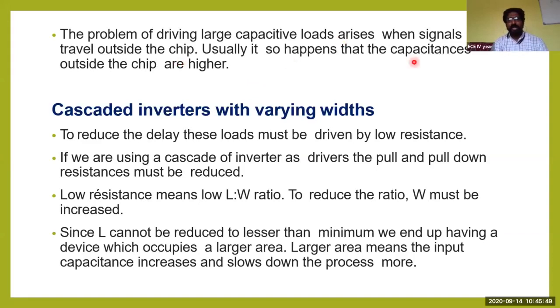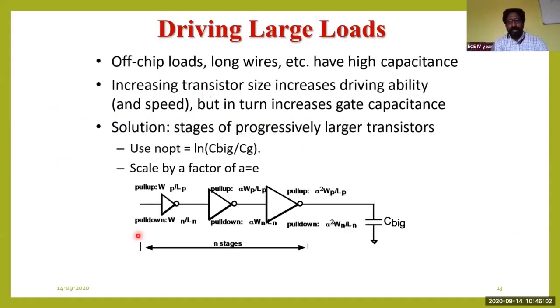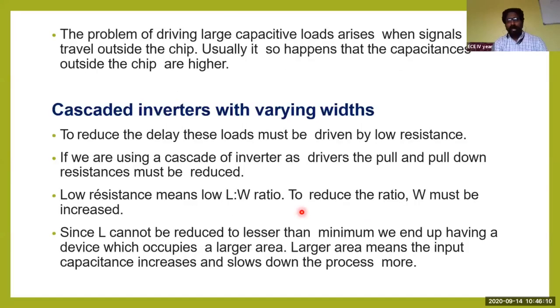Usually it so happens that capacitances outside the chip are higher. Now let us see how to overcome this particular problem. Overcoming this problem can be done by cascading the inverters, which we have seen just now. This is called the cascading method. So if you connect them in series, in a cascading manner, then we can overcome these large capacitive loads.